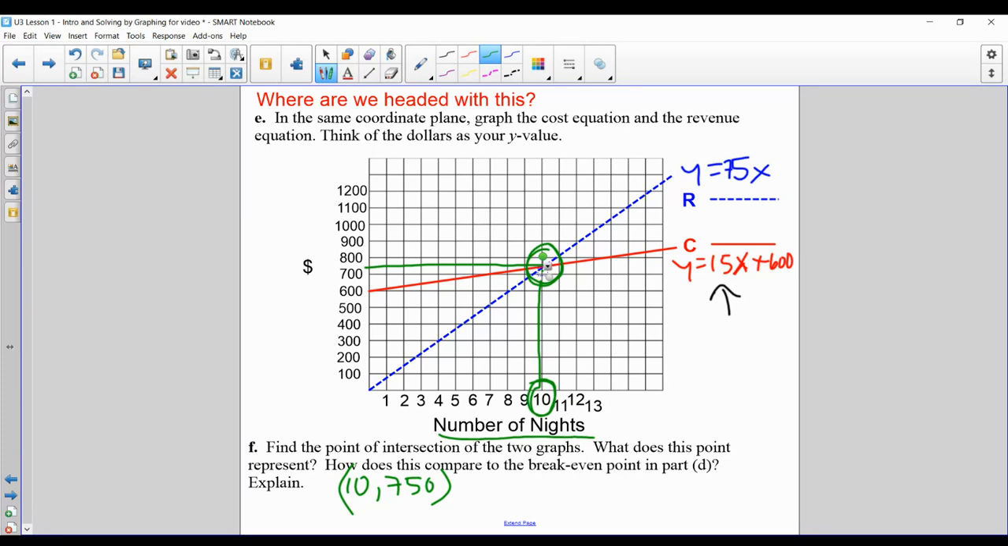And how does that compare to the break-even point we came to before? Well, that's exactly the same. So what we're looking at is that we can use the intersection of these two graphs to find the point that makes both of them true at once.